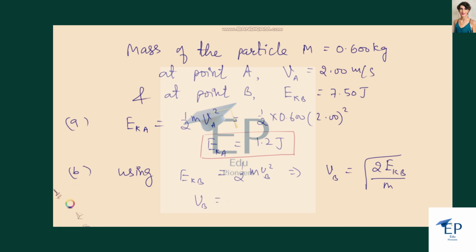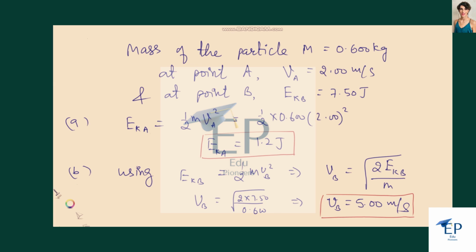So VB will be given by square root of 2 times 7.50 divided by mass 0.600, and it comes out to be equal to VB is equal to 5.00 meter per second. Answer for the second part of this given problem here.